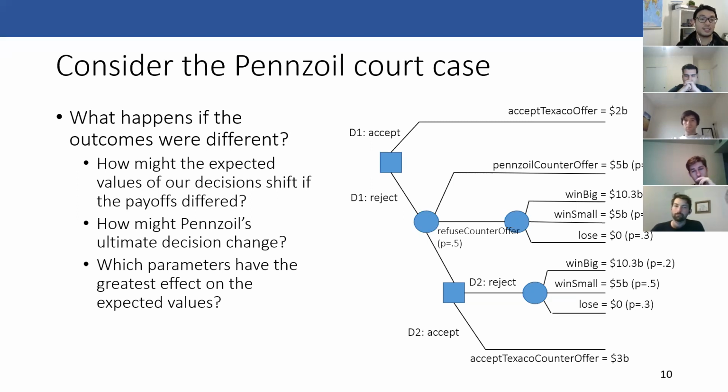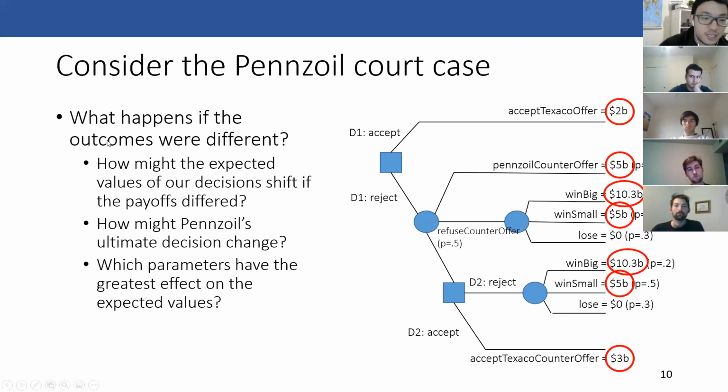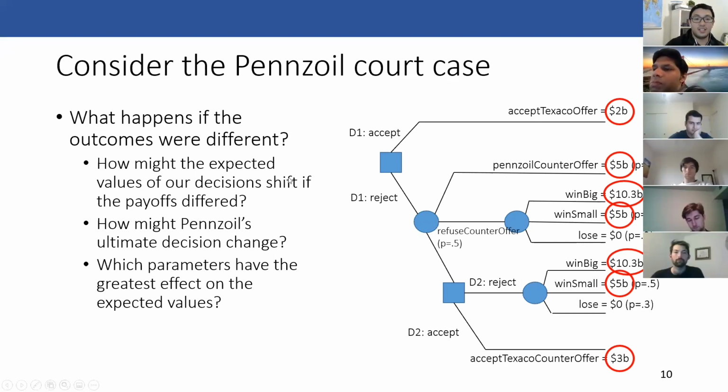And then the other thing is that we would be able to look at which parameters have the largest effect on expected values. So in this particular case, let's take a look at what happens if I just shift all of my different payouts. There's this question of, okay, if I were to change any one of these values, maybe I add like $1 million into each one.